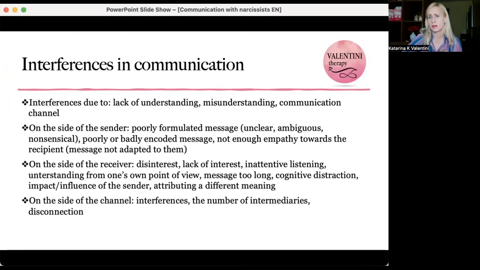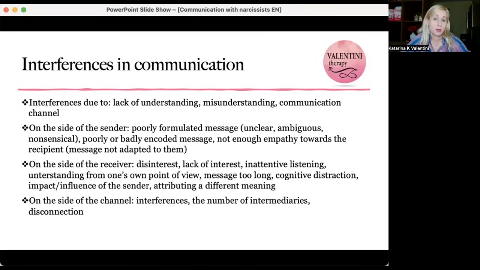The impact or the influence of the sender. Usually we are under the influence of the narcissist, but sometimes they can be under the influence of us as well. In any case, this influence of the sender can have an impact, because if you are terrified of what your narcissist will tell you, or if you're afraid of being criticized, then you sort of freeze, and often half of the message just passes you by. You don't even listen to it.